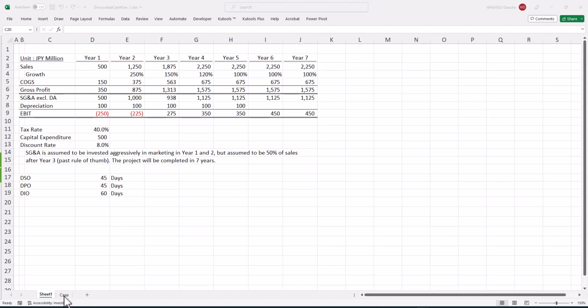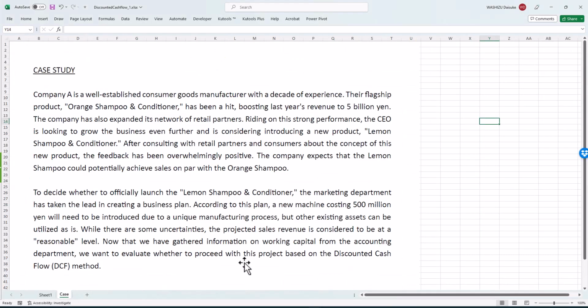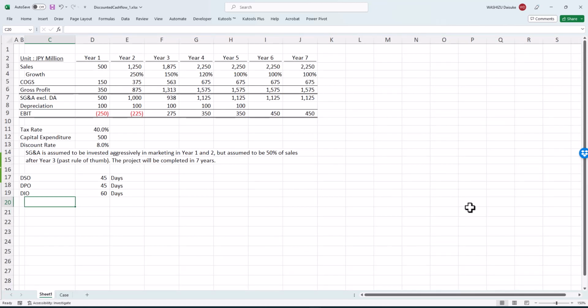And today's demonstration is based on the case, and you can refer to the case on the sheet named case, and please go through the sentences for your understanding of the background, and take a pause and resume it when you are ready. Okay, now you are ready, so let's move on to the financial model development.